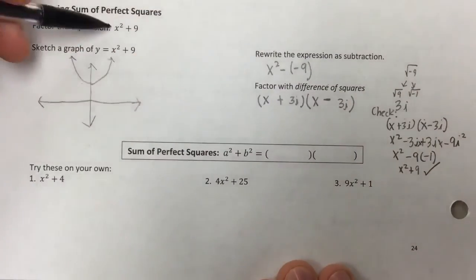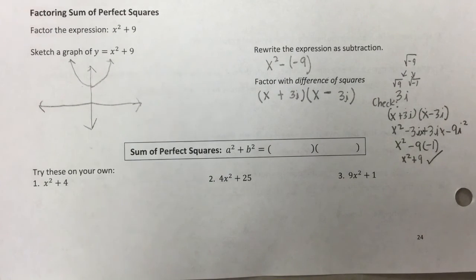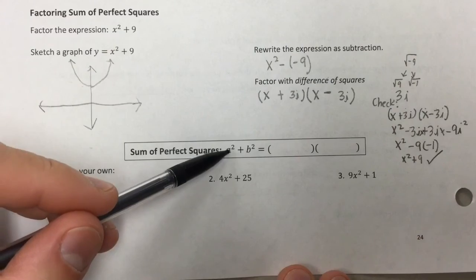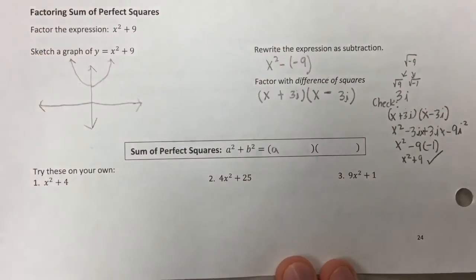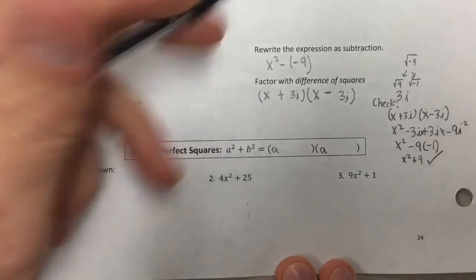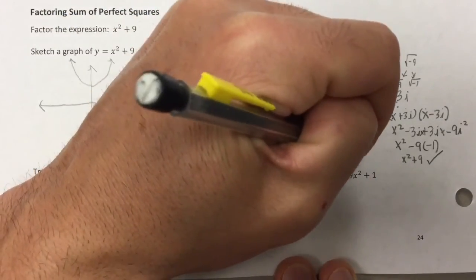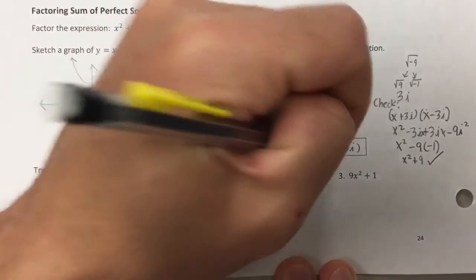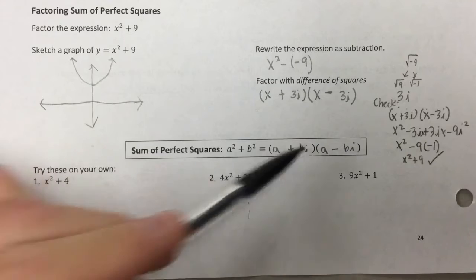So it does check. Your formula for sum of perfect squares, where you have a perfect square plus a perfect square, would be: we take the square root of the first, so it would be a and a. Then we take the square root of the second term, but because it's plus, we write plus bi and minus bi. So you're still taking the square root of the second, but you're putting that i at the end.